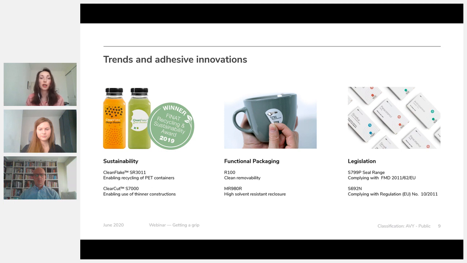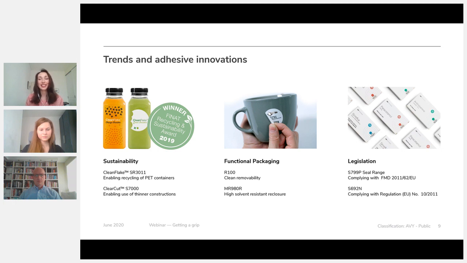So think about PP, polypropylene 60 micron, opposite to PP 50. So these two are one of many. Also in compostable developments, I saw the comment from Renee. There are solutions that we offer to the market, and if you have more interest in that, do please reach out. The second trend is functional packaging.